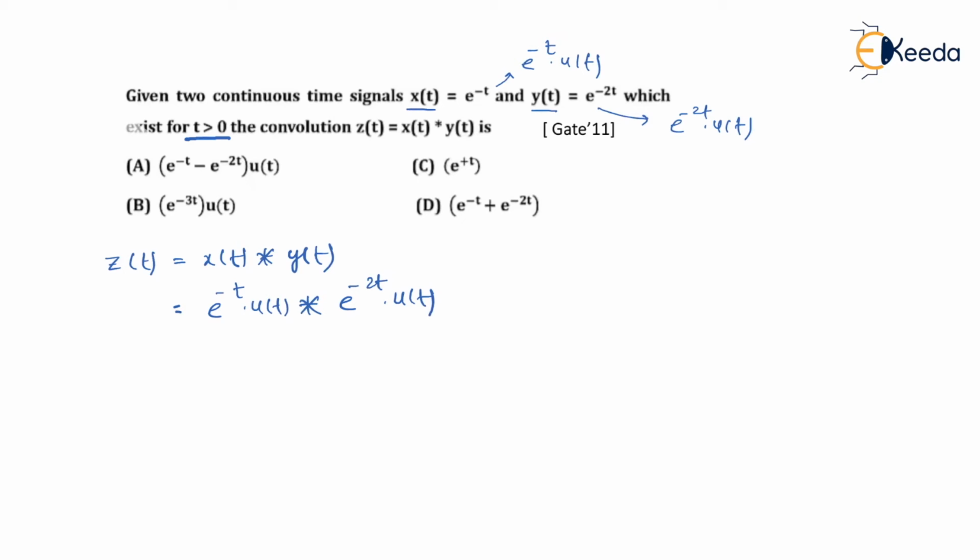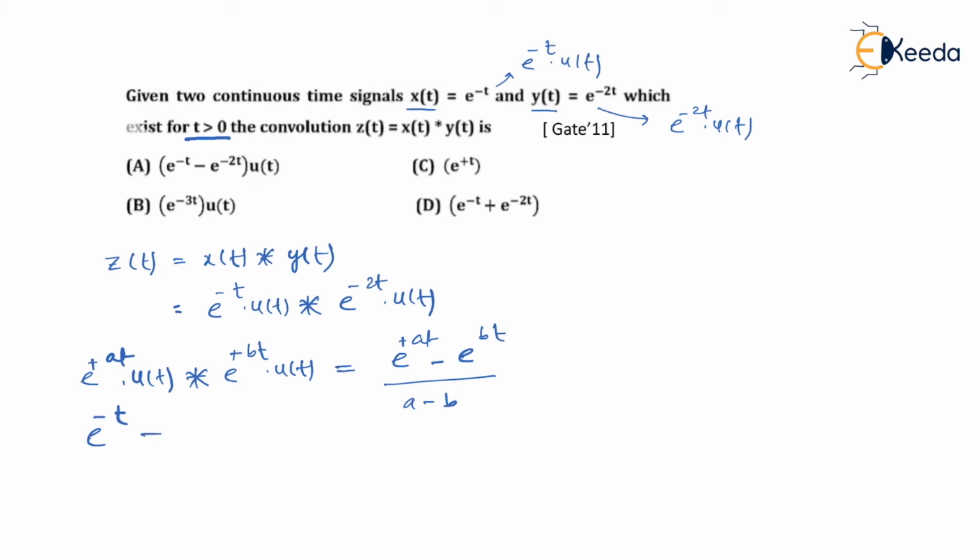So let me remind you the standard one, that is e to the power minus at dot u of t when convolved with e to the power minus bt u of t, its final convolution result is e to the power minus at minus e to the power minus bt, whole divided by a minus b. So here what we have is e to the power minus t dot u of t convolved with e to the power minus 2t u of t. So here the value of a is 1 and the value of b is 2.